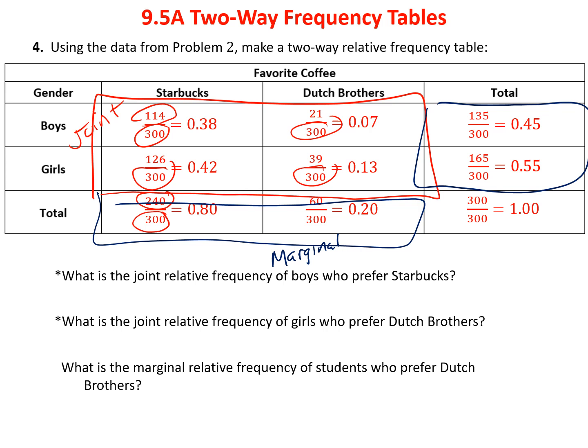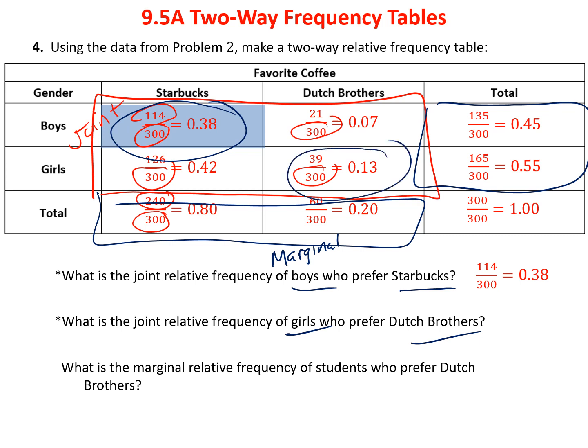Now let's answer the question. What's the joint relative frequency of boys who prefer Starbucks? So boys and Starbucks, right there. Find the two where they overlap. And the answer is 38 hundredths or 38%. What's the joint relative frequency of girls who prefer Dutch Brothers? So I look across girls till I get to Dutch Brothers. Here's my answer there. And that's going to be 13%.